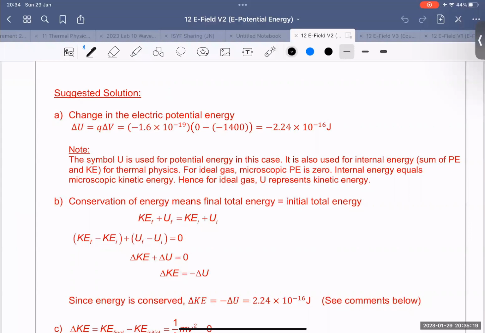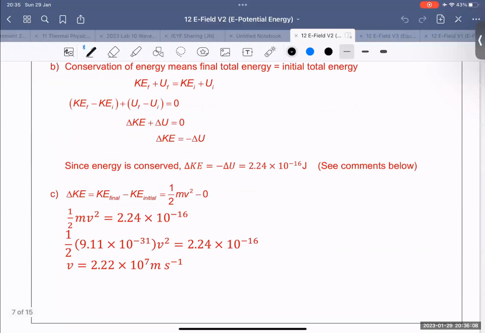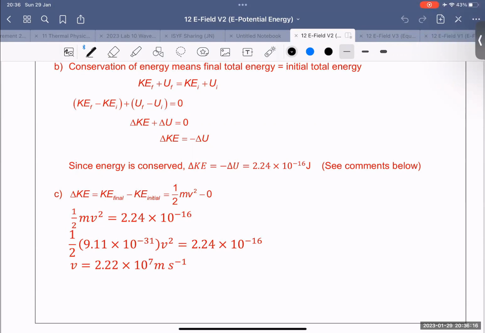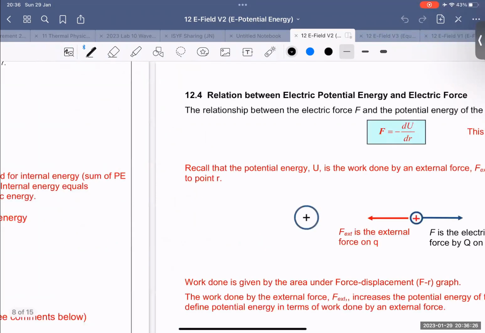Conservation of energy means that the final total energy equals the initial total energy. From there, we can get delta KE equal to minus delta U for this case. Since the energy is conserved, delta K equals minus delta U, and we get the change in KE as 2.24 times 10 to the power of minus 16 joules. So we get the velocity as 2.22 times 10 to the power 7 meters per second. Relation between electric potential energy and electric force: F equals minus dU/dr. This is an important equation.